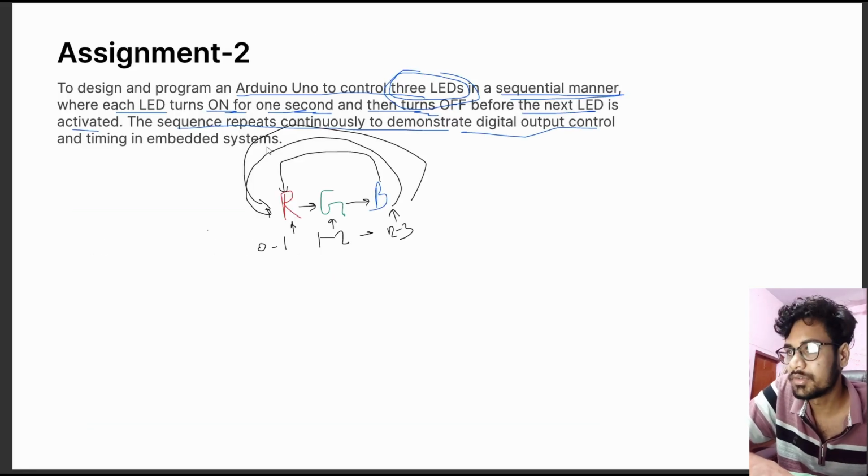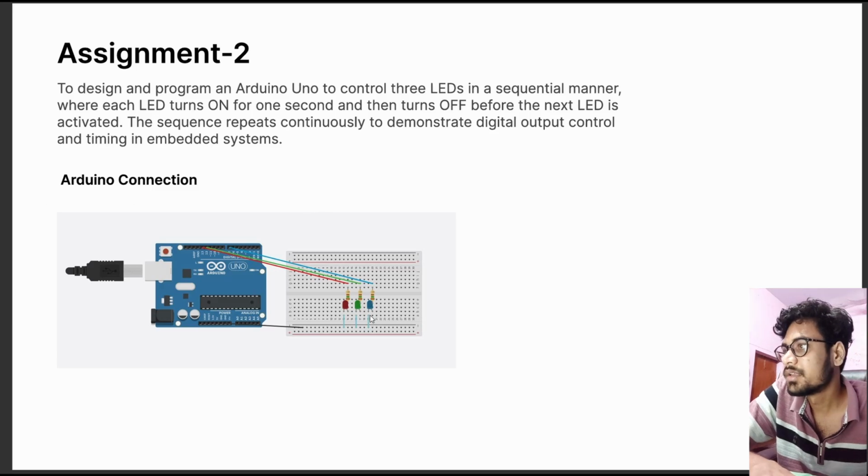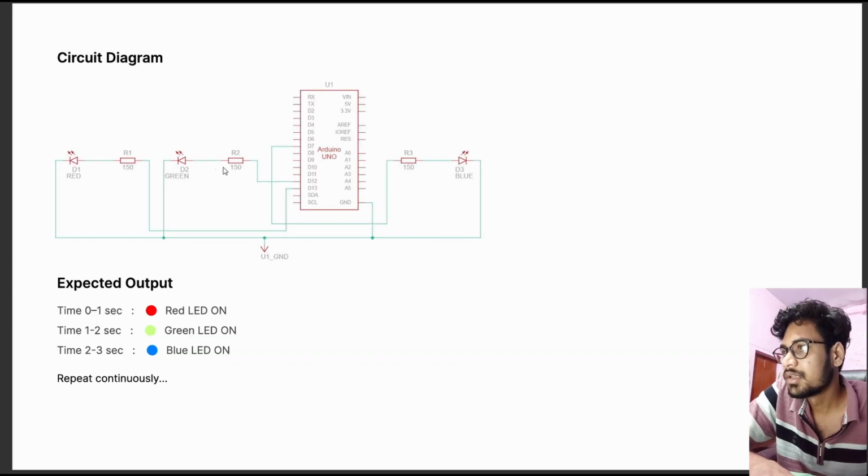And this is assignment 2. We fully understand assignment 2, what will happen. This is the Arduino connection. You can see that this is the circuit diagram. What is the expected output? 0 to 1 second, red LED on, 1 to 2 green, 2 to 3 blue, and repeat continuously.